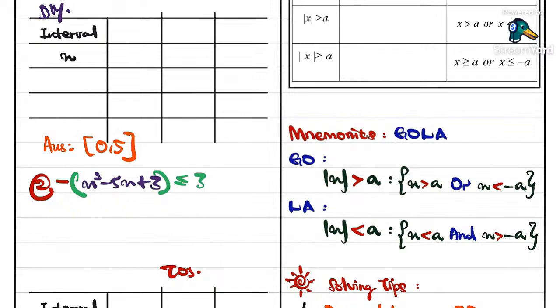So another statement here, lagi satu statement di sini adalah x squared minus 5x plus 3 more than or equals to negative 3. If you can see here, I changed the sign. Okay, I changed sign.